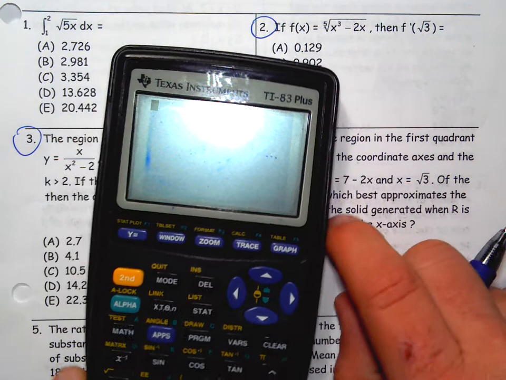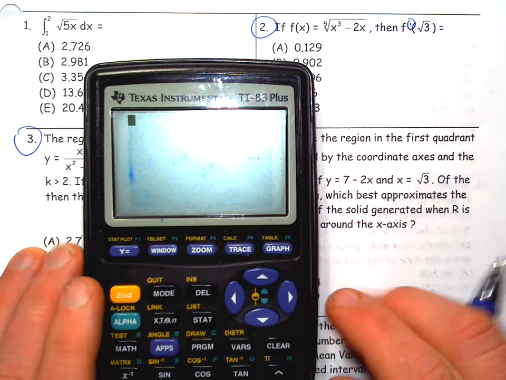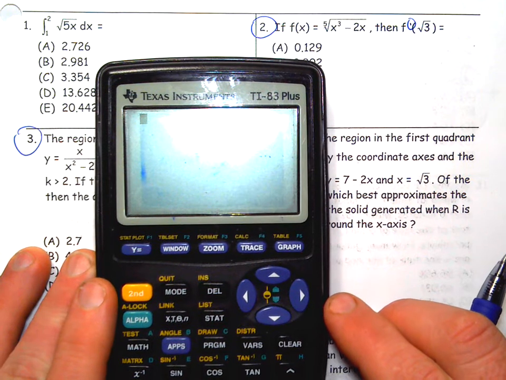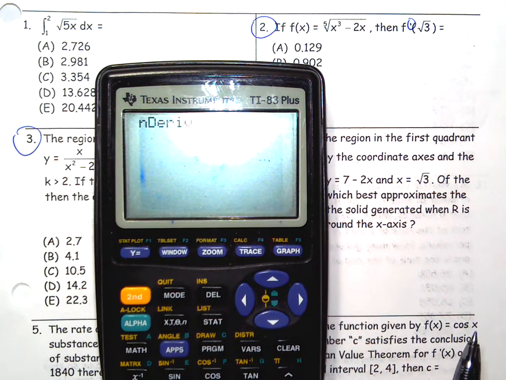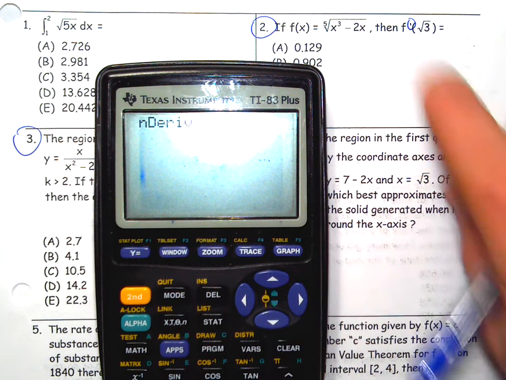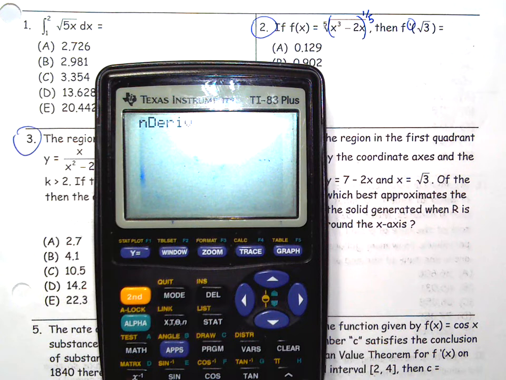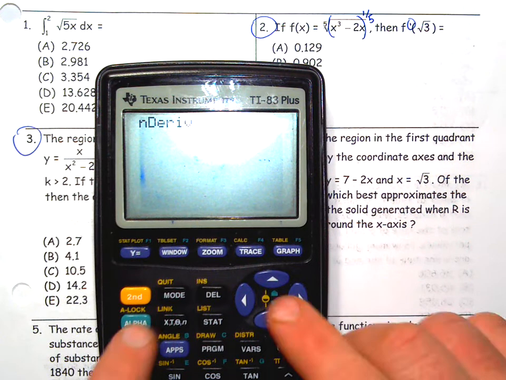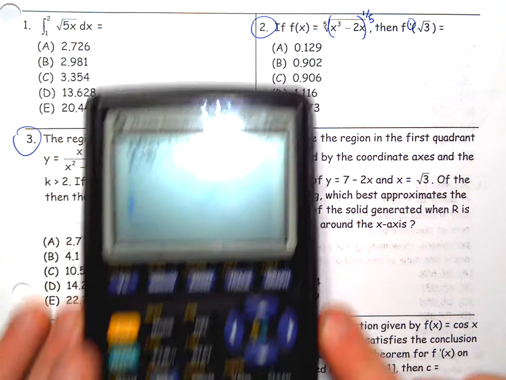So number 2, if we want to do the derivative, of course we could do that by hand, but the fastest way would be to go math 8. I would treat this like a 1/5 root. So it's going to be x, you got to put parentheses, x cubed, x to the third, minus 2x, close parentheses, raised to. Now, if you just do 1 divided by 5 like that, it will not work.